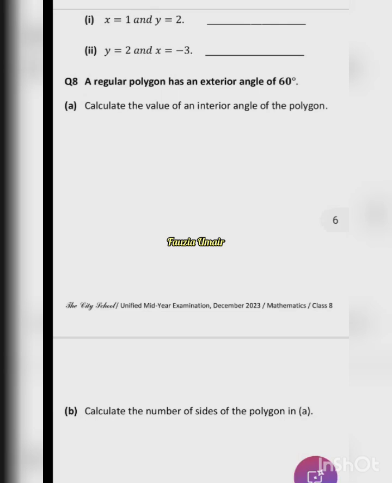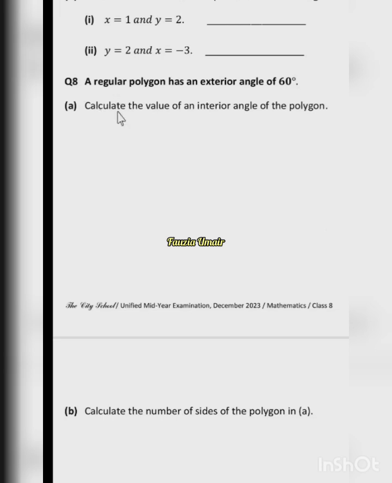All right. So, let's start with question number 8. So we will quickly start. You need to keep answering me so that we can do it quickly. So a regular polygon has an exterior angle of 60 degrees. So this is question number 8.